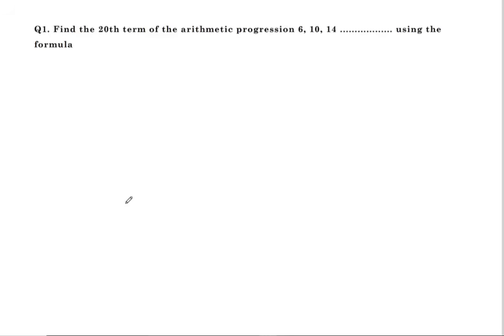Students, when this kind of question is asked, first, for all questions, always write down the given data. What is the given data? The AP is 6, 10, 14 and so on. From this, what is the nth term of an AP? The nth term of an AP is given by an equals a plus n minus 1 into d.